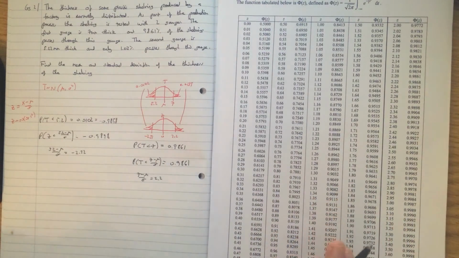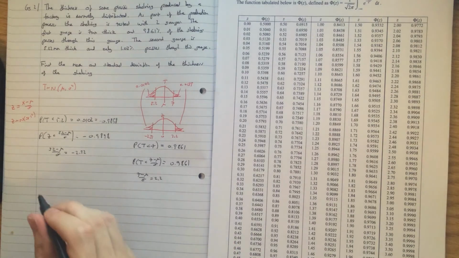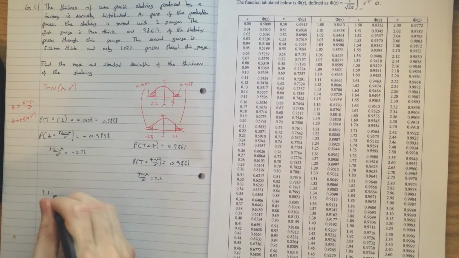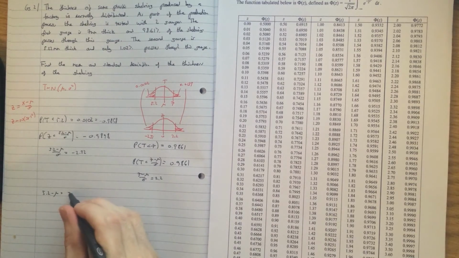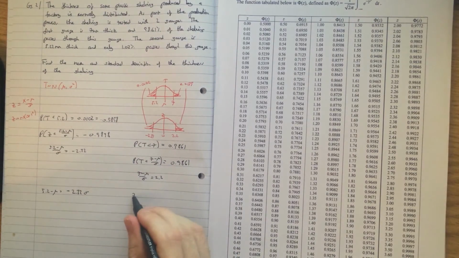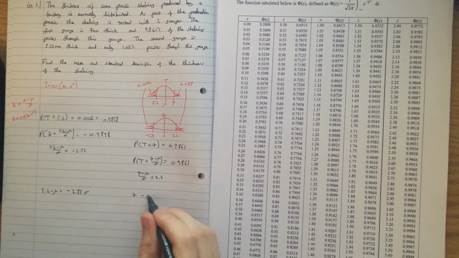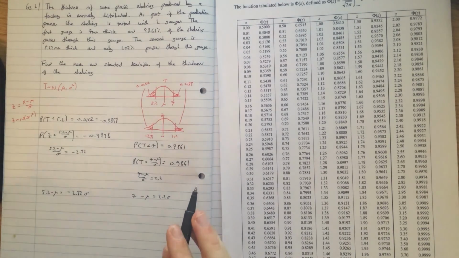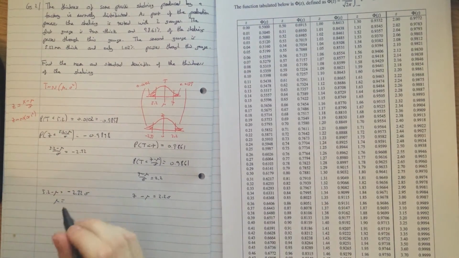Okay, so from here on it's pretty much straightforward, just solving simultaneously. We can do 5.2 minus the mean equals negative 2.32 times the standard deviation. 7 minus our mean equals 2.2 times the standard deviation. Let's put them both in terms of the mean.